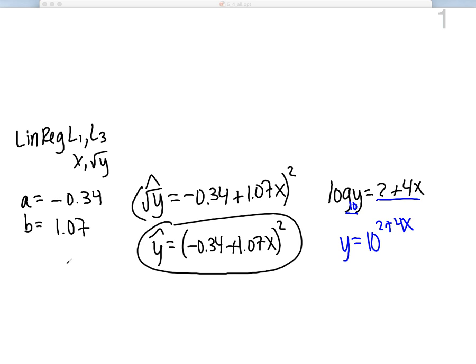Now I'm going to confuse us more. What happens if I use the natural log? So you get y equals e to the power 2 plus 4x.